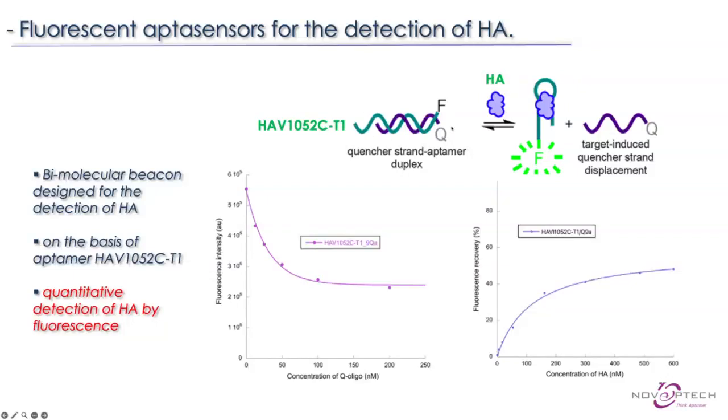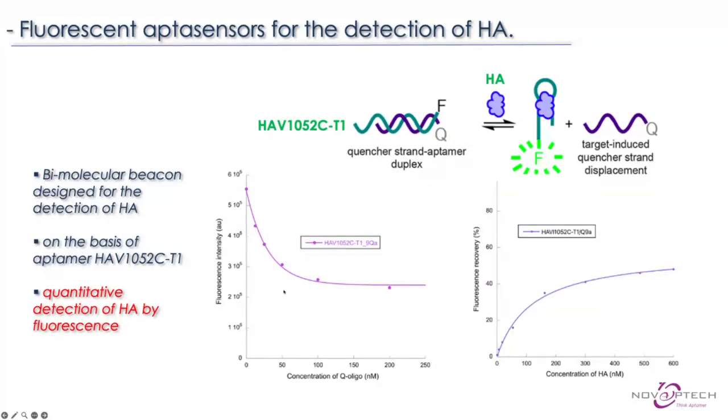When this design meets hemagglutinin, the binding of the hemagglutinin to the aptamer induces the release of the quencher strand. So now there is no longer proximity between the quencher and the fluorophore, and we get a signal. We performed the analysis of these different combinations, and one example is shown here.